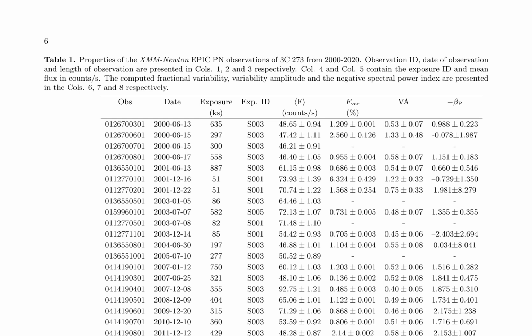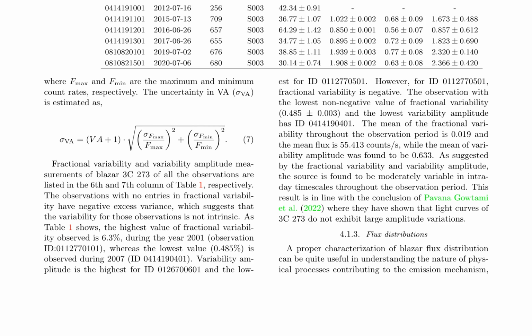The variability amplitude peaked for observation ID 0126700601 and was minimal for ID 0112770501. Across the observation period, the mean fractional variability was 0.019, accompanied by a mean flux of 55.413 counts per second and a mean variability amplitude of 0.633.